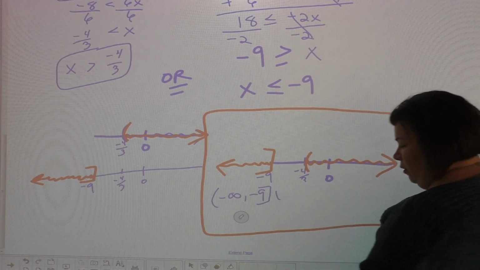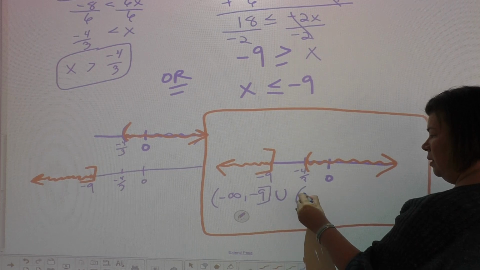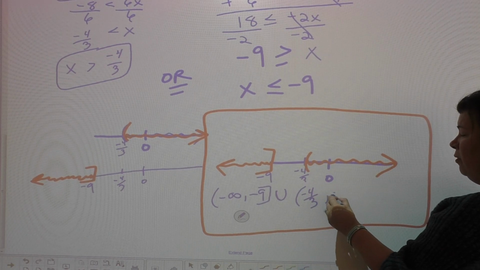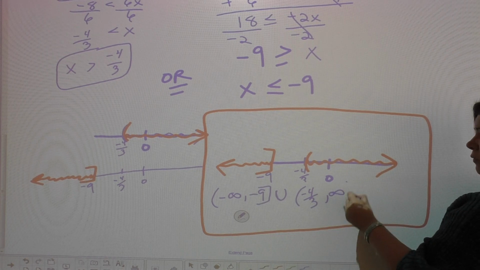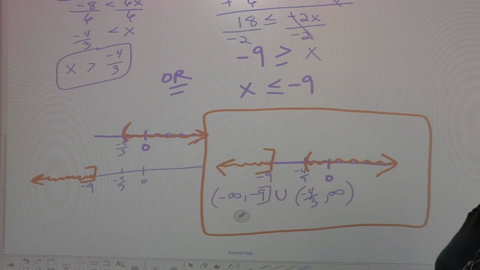negative 4/3. Negative 4/3 is an open interval because it's not included in our graph, all the way up through infinity. But again, you cannot ever reach infinity, it's unbounded, so you have to have an open interval there. All right, so that's our solution.